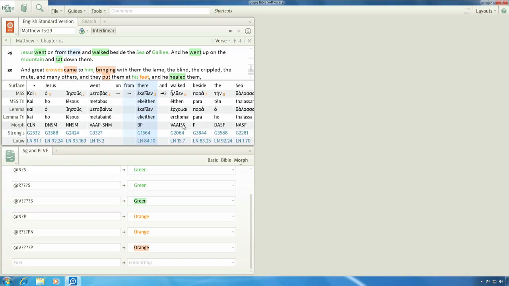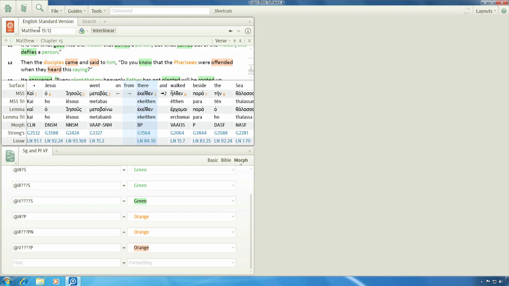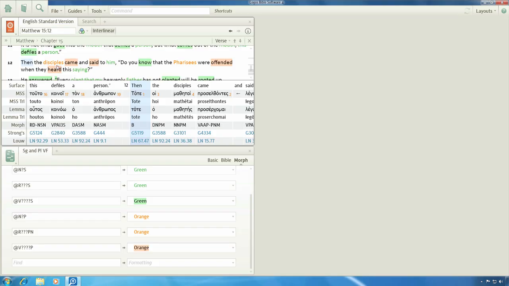Let's now look at an example with a plural subject and a plural verb. Let's go to Matthew 15:12. Here in this verse, Matthew 15:12, the orange highlighting and the agreement in color indicates that the underlying Greek words for these English words are plural in grammatical number. Seems pretty straightforward, right? Plural subject and a verb that matches. But next we'll look at some places where it's not so straightforward.